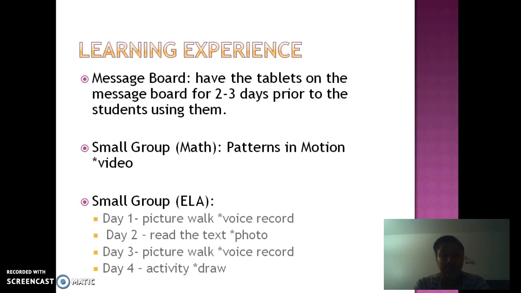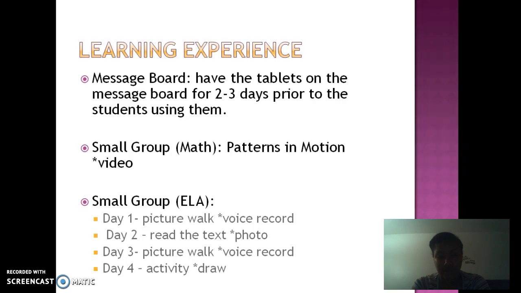Now, for small group ELA, the scope and sequence curriculum has four-day steps. The first day they do a picture walk, the second day they read the text, the third day you do another picture walk, and the fourth day you do an activity that is related to the book that you read. In my classroom, we're reading The Three Bears by Byron Barton.